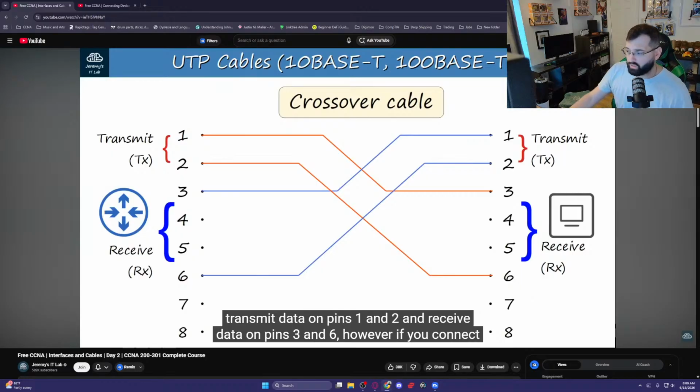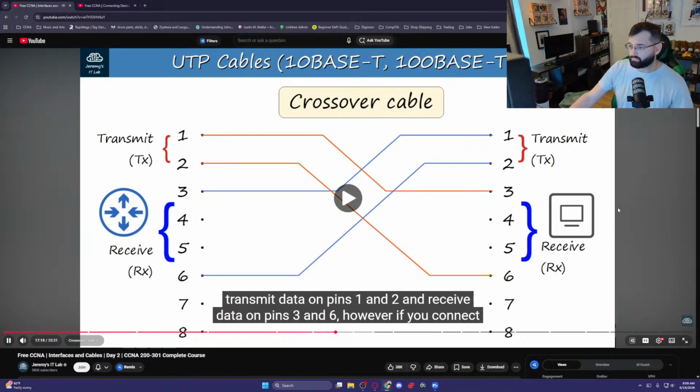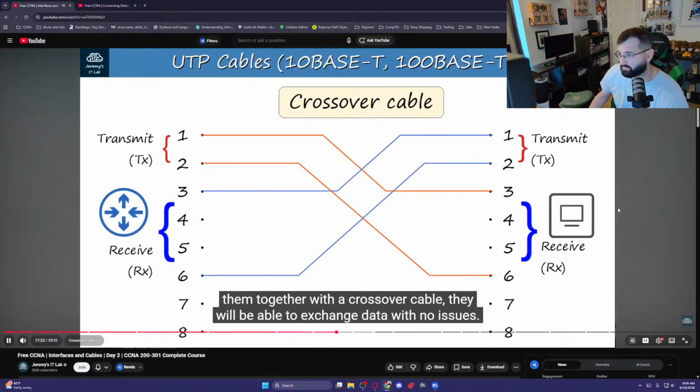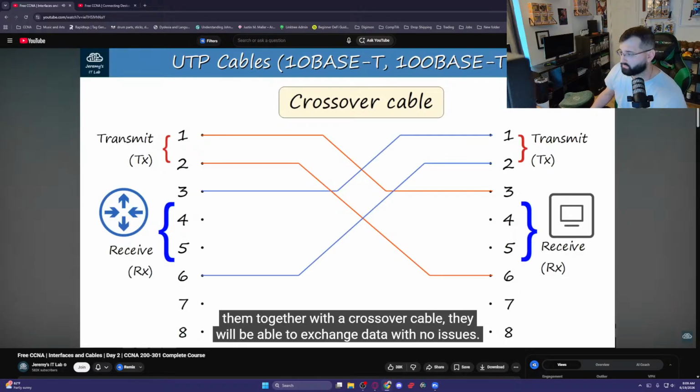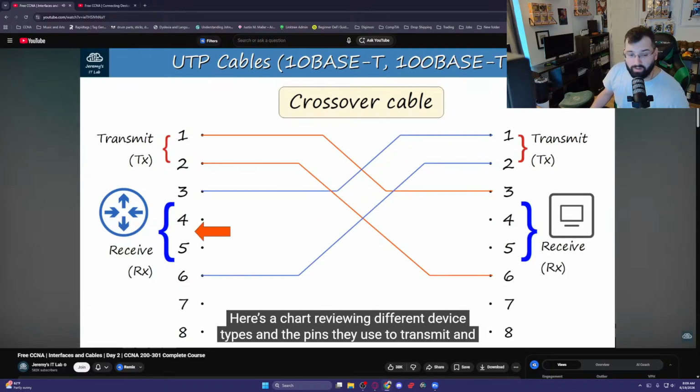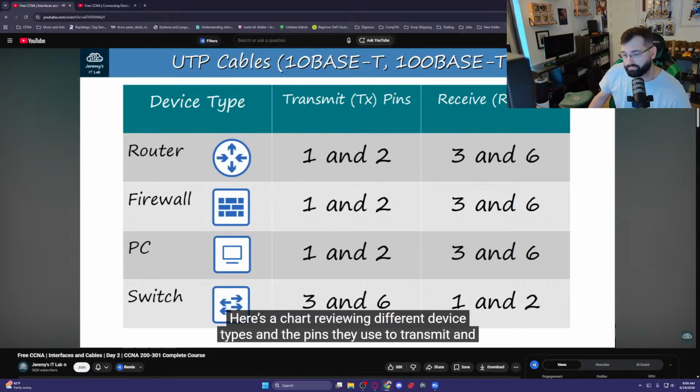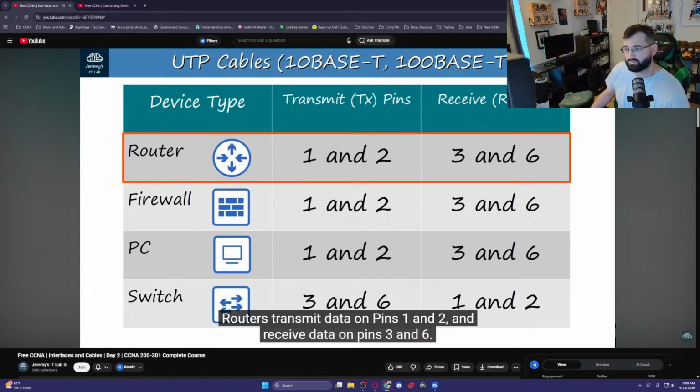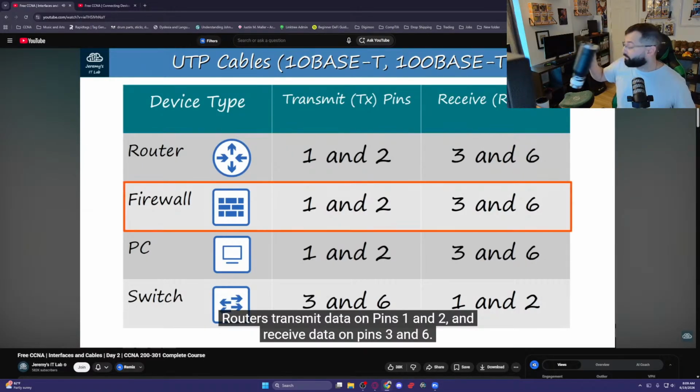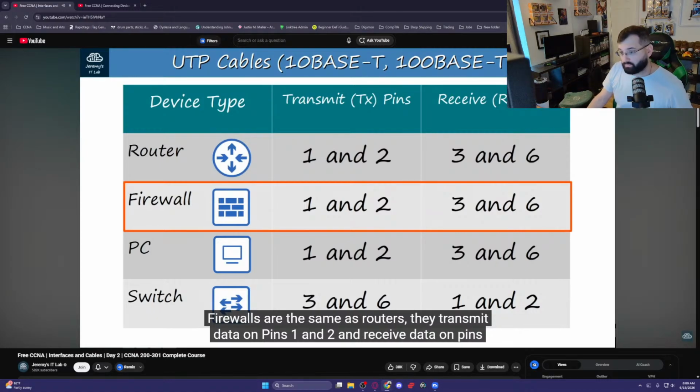Yeah, for sure. However, if you connect them together with a crossover cable, they will be able to exchange data with no issues. Here's a chart reviewing the different types of devices and the pins they use to transmit and receive data. Routers transmit data on pins 1 and 2 and receive data on pins 3 and 6. Firewalls are the same as routers. They transmit data on pins 1 and 2 and receive data on pins 3 and 6.